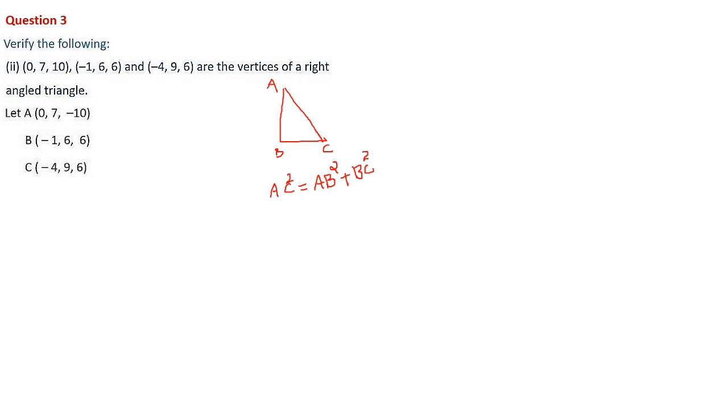So what we can do is first calculate the length of AB, then length of BC, then length of AC by using the distance formula. Then for AC square, just square the distance you have got. Then calculate AB square and BC square, then add them. If AB square plus BC square gives AC square, then we can say that these 3 points are the vertices of a right angled triangle. Okay. So this is the way we are going to solve this question. So you will try this question as homework.